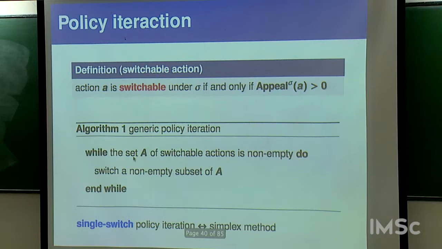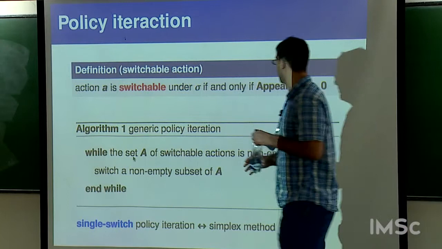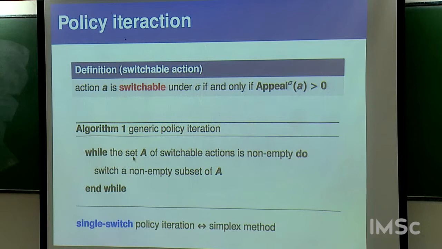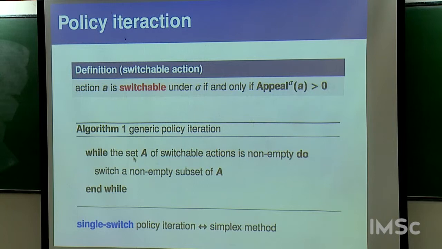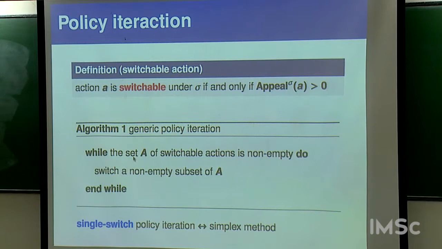Okay, so an action is switchable under a given policy. We compute the values according to the policy. We can then essentially read off the appeals. And an action is switchable if and only if the appeal of that action is strictly positive. Generic policy iteration then says, while you've got some switchable actions, just switch any non-empty subset of them, and you can prove that that will actually improve your values. And in the end, this will terminate with an optimal policy. You have a finite number of policies, but you could improve any non-empty subset. We're going to specifically look at single switches, switching a single action.